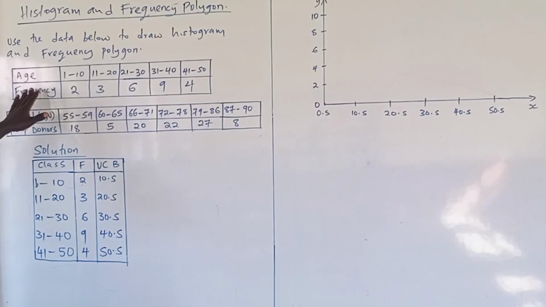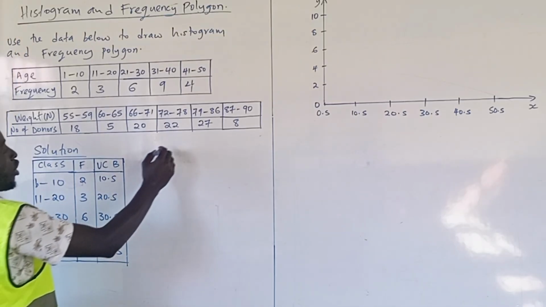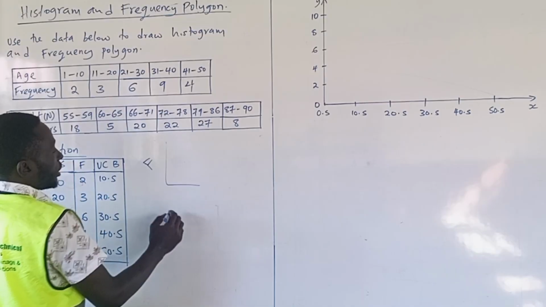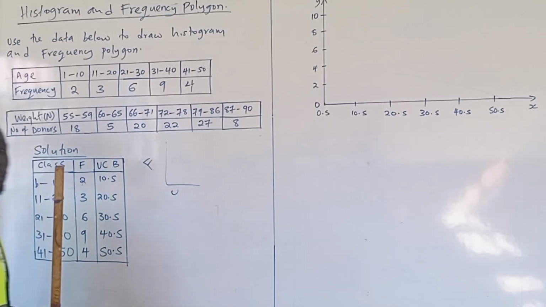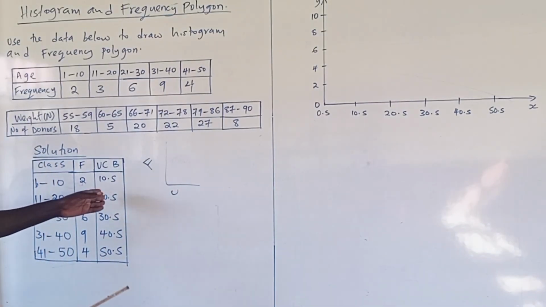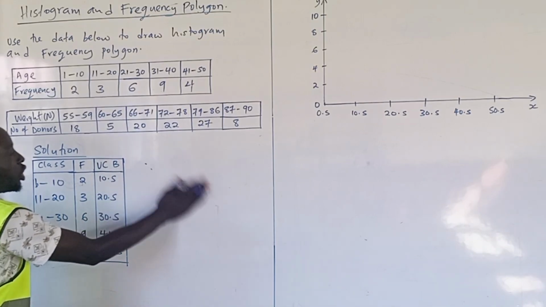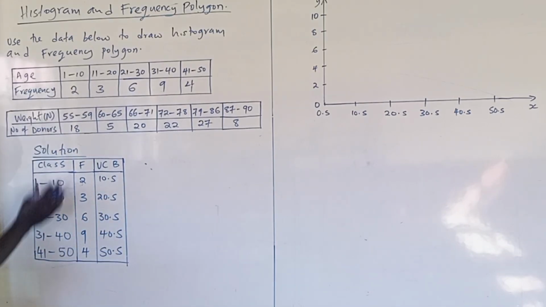So example 1, we have been given age and frequencies. So you read the table, then you come up with a solution, you come up with a table. So what is a histogram? A histogram is a graph of frequency versus upper class boundary. So your work is to get the upper class boundary. You draw a table, just look at the way it is, the class, the frequency, and the upper class boundary.